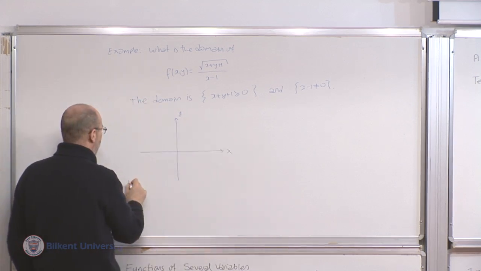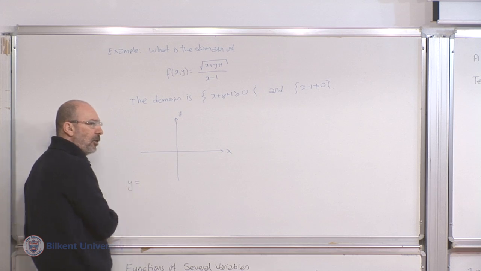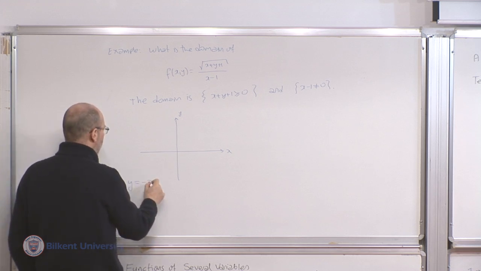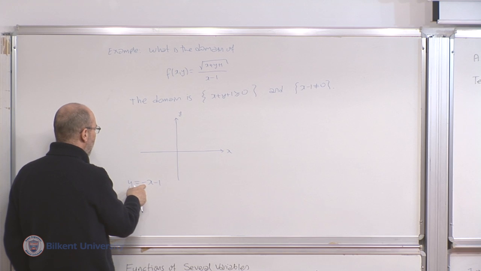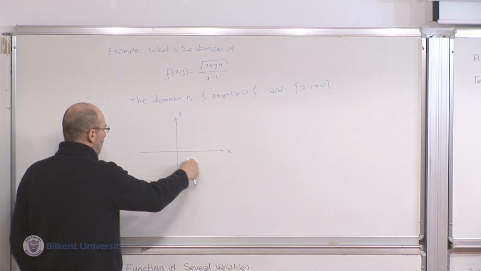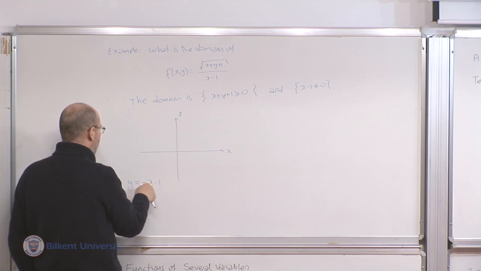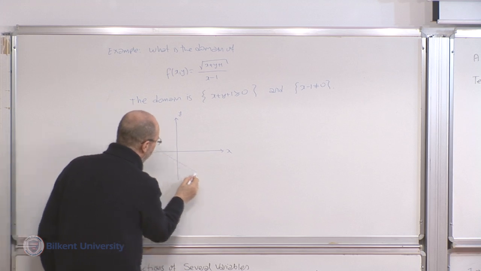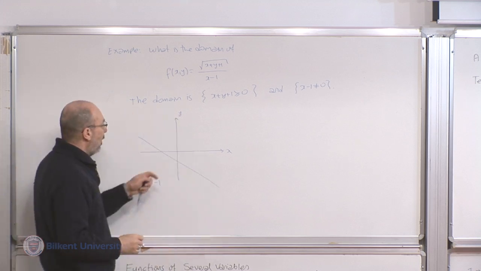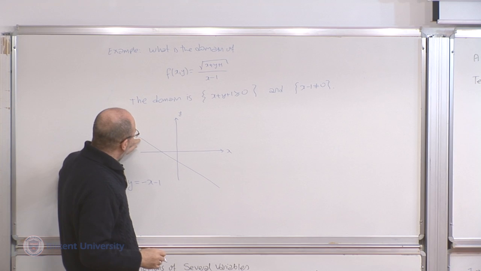Let's say y. It's always easier to visualize it like this, minus x minus 1. Okay, so it's a straight line with slope minus 1. So it is like this. But when x is 0, it passes through minus 1. So it is this line. Okay, so now we are interested in this line.